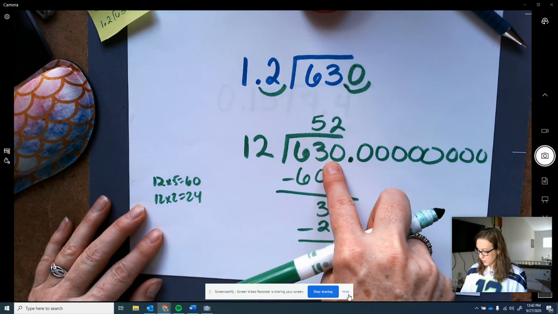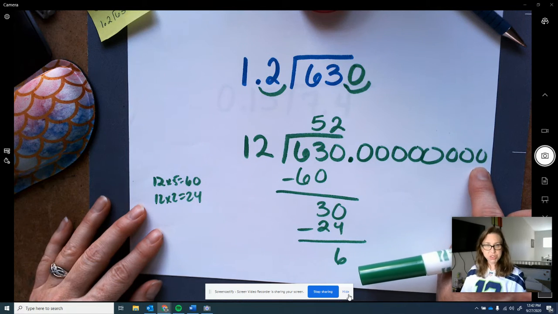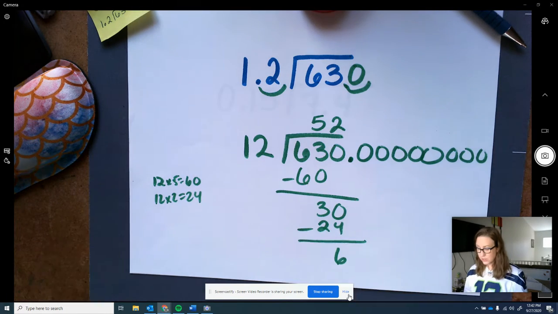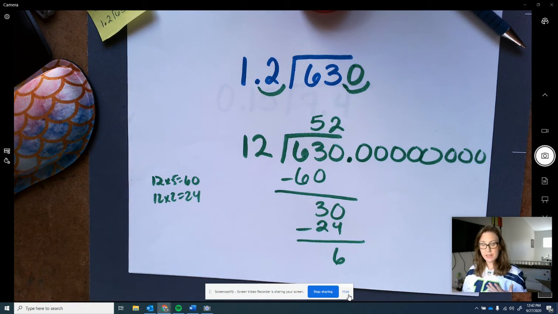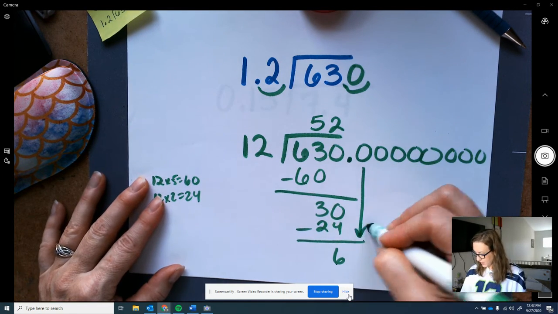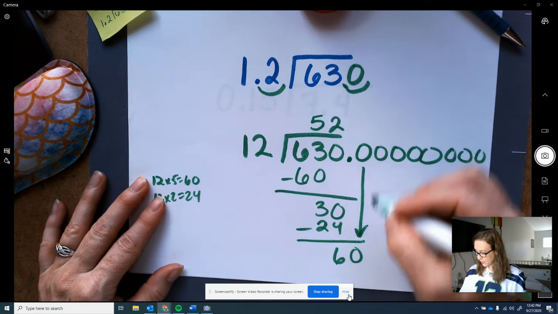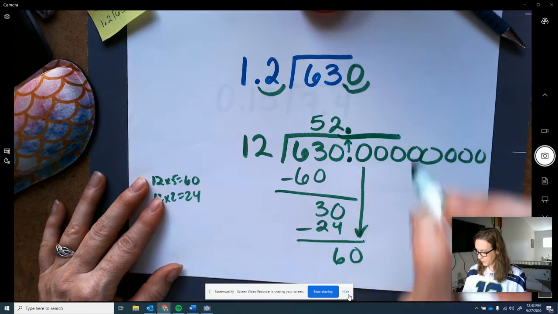This number, 630, is the same thing as 630 with a decimal. We're basically saying that there's a decimal there and there's nothing behind that decimal. But we can use that strategy to bring down a 0, and we have to put that decimal straight up in the quotient.